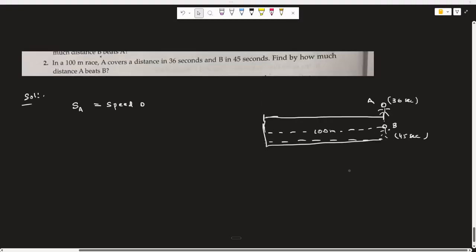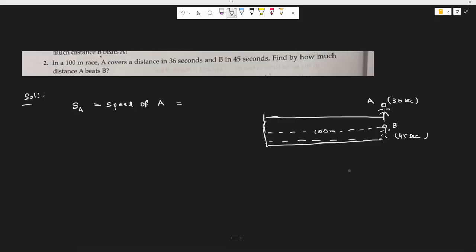So SA means speed of A. A covers 100 meters distance at a time of 36 seconds. You should take care of one thing: if distance was in meters, that time must be in seconds. That is the one restriction we should take care of.